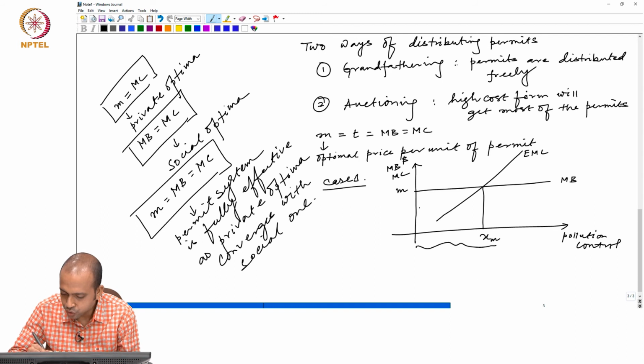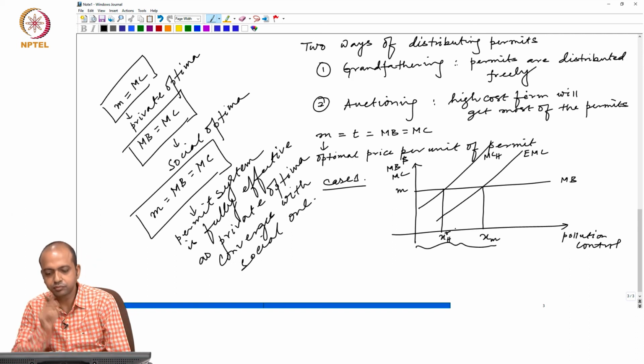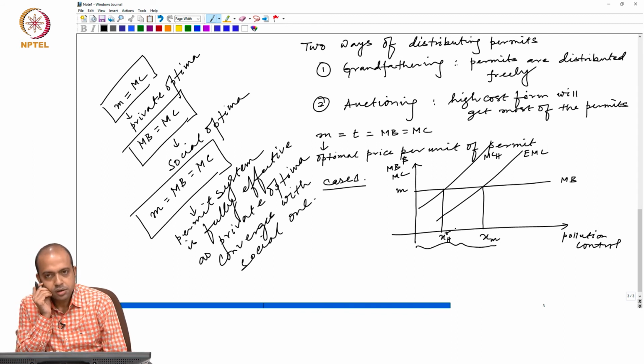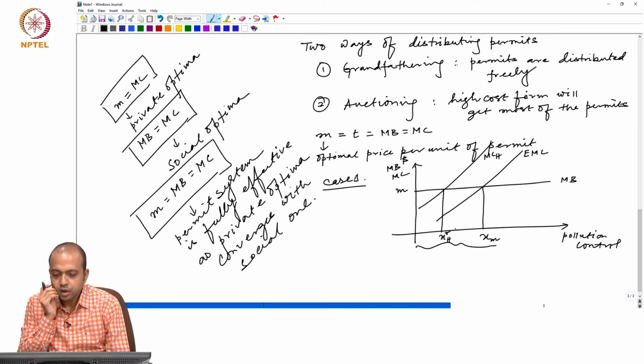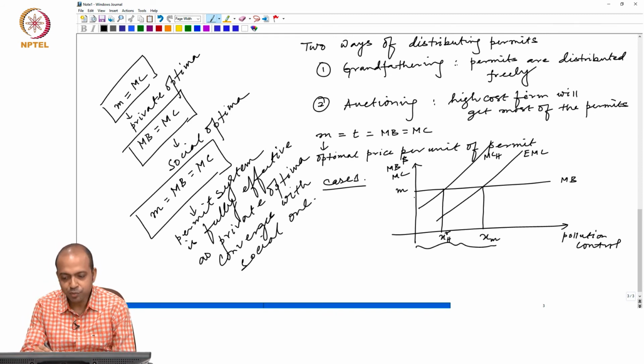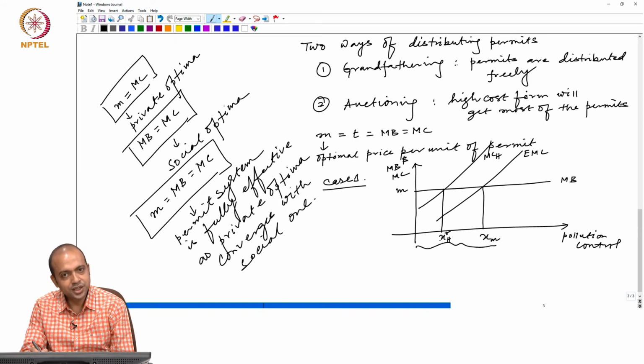Now, let us say that your actual marginal cost is higher than this. This is MCH. Let us say that this is XH star. All right. So here the firm will equate the permit price with the marginal cost, and then decide the optimum level of pollution control. The firm can abate only XH star amount of pollution. So for the rest of the pollution, the firm requires permits.